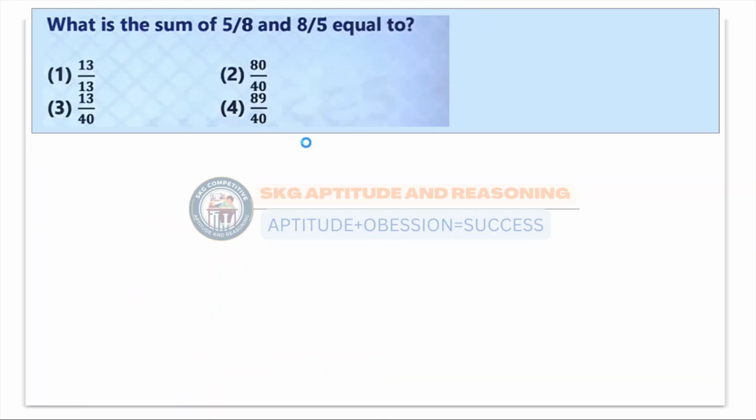Let's move to the next question here. Okay, what is the sum of 5 by 8 and 8 by 5? If you take the LCM, it will be 40. So 5 fives are 25, 8 eights are 64. It will be like 89 divided by 40. So the value of 5 by 8 plus 8 by 5 is 89 divided by 40. That is presented in option 4 here.